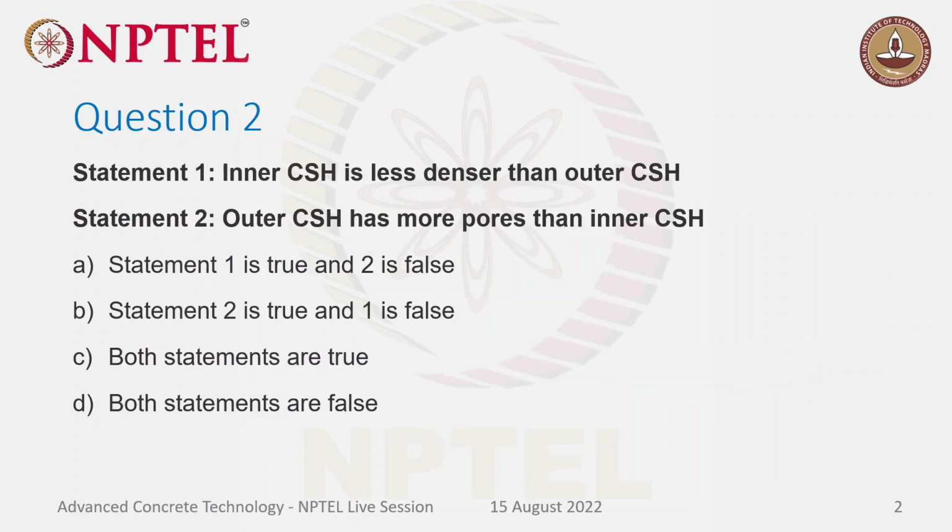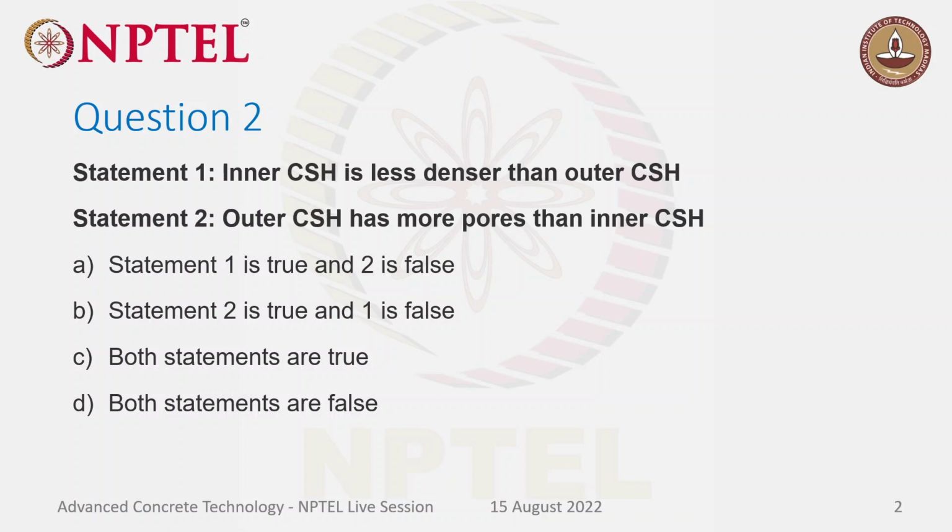Here is question 2. I have given you two statements. You have to find which statement is true and which is false, or if both statements are true, then give your answer as given in the options. Statement 1 is: inner CSH is less dense than outer CSH. Statement 2 is: outer CSH has more pores than inner CSH.